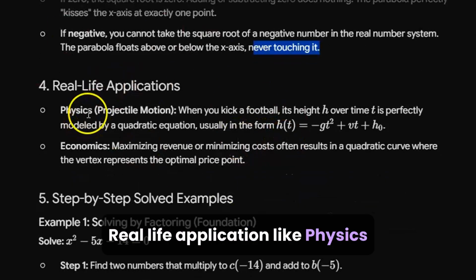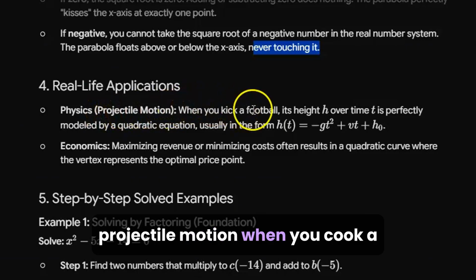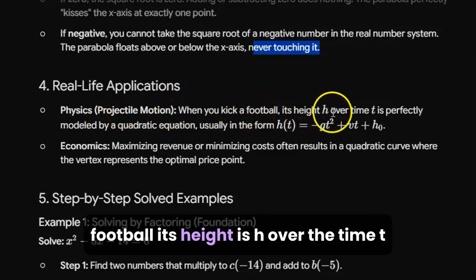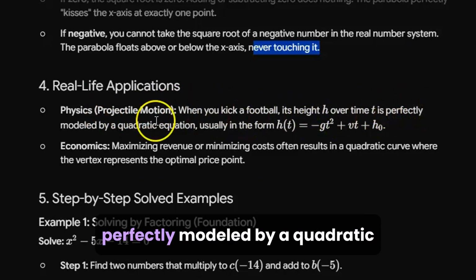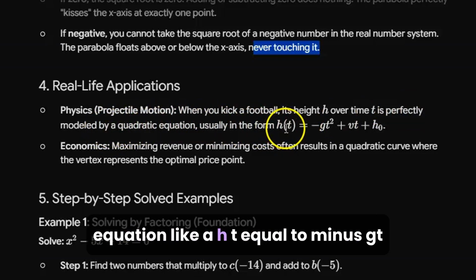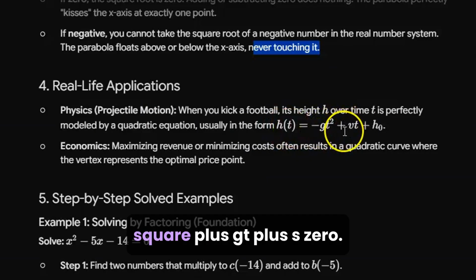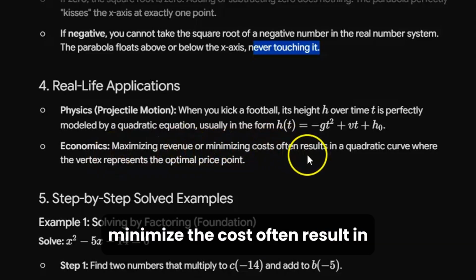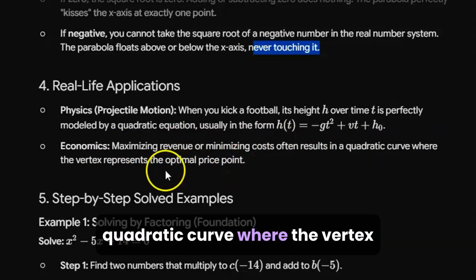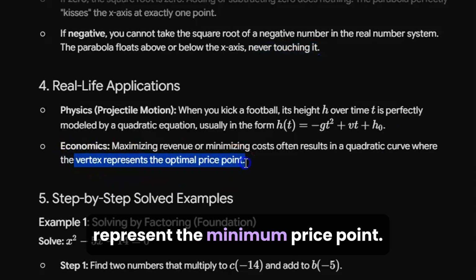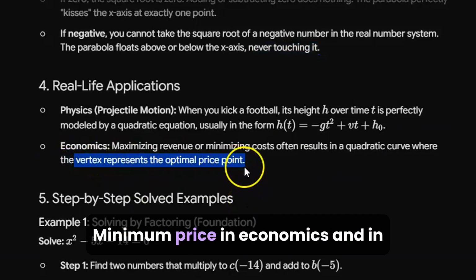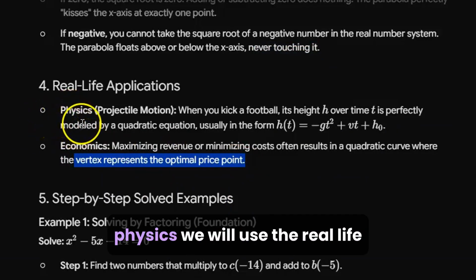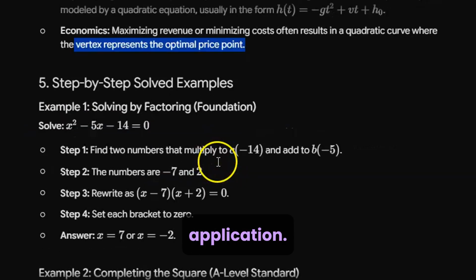Real-life applications. In physics, projectile motion: when you kick a football, its height h over time t is perfectly modeled by a quadratic equation like h(t) = -gt² + vt + s0. In economics, maximizing revenue or minimizing cost often results in a quadratic curve where the vertex represents the minimum price point.